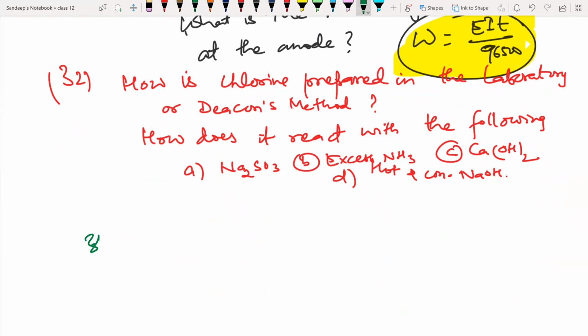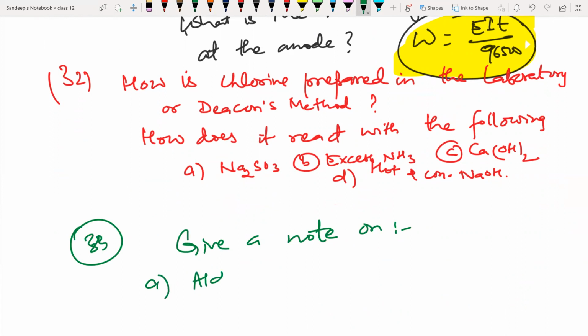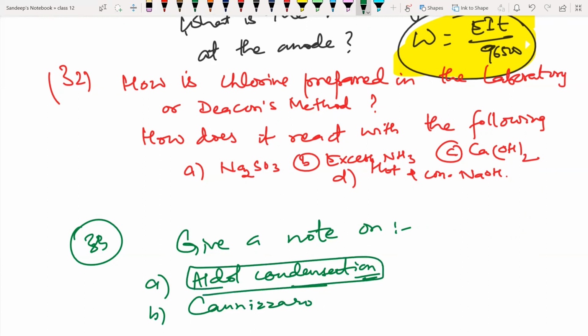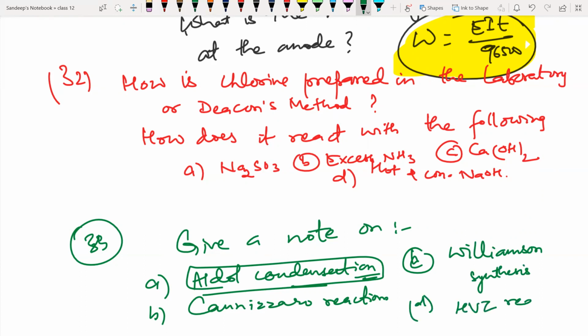Next question, 33rd. Give a note on. So this will be a type of name reaction, aldol condensation. Very, very important, given by those aldehydes which have alpha hydrogen. Cannizzaro reaction given by those aldehydes. Aldol condensation is given by those aldehydes and ketones which have alpha hydrogen. Cannizzaro reactions are given by those aldehydes which do not have alpha hydrogen. Williamson synthesis is used for the synthesis of ether. Both symmetrical as well as unsymmetrical ether can be prepared. Hell-Volhard-Zelinsky reactions are given by those carboxylic acids which have alpha hydrogen in them.